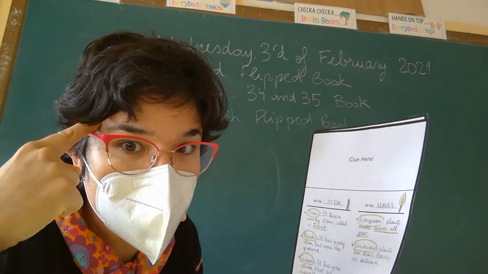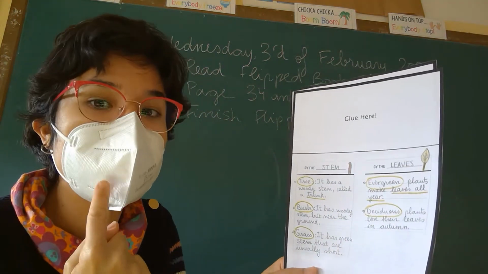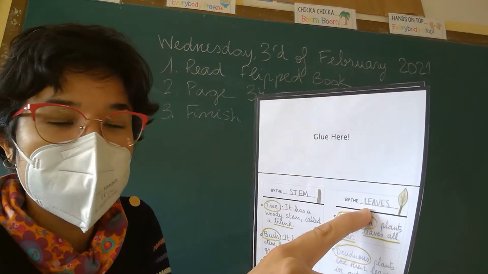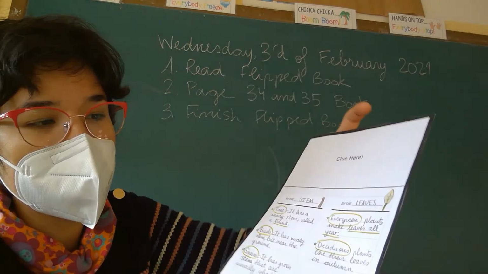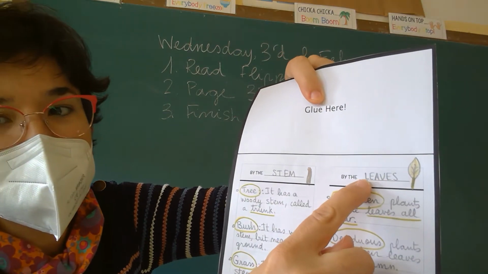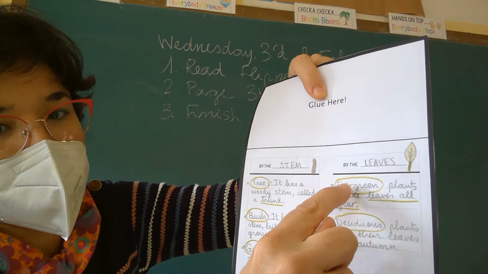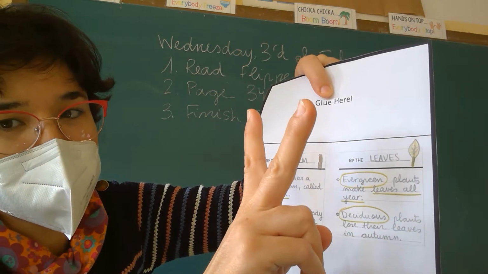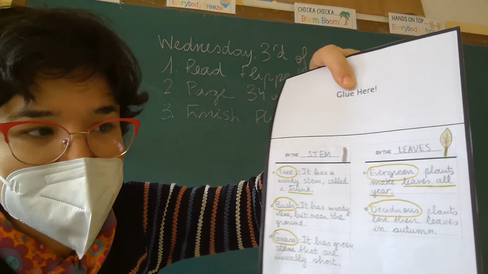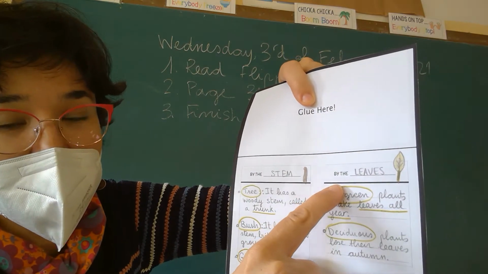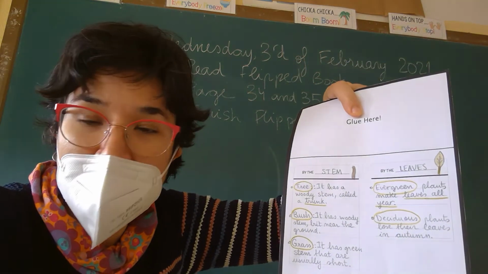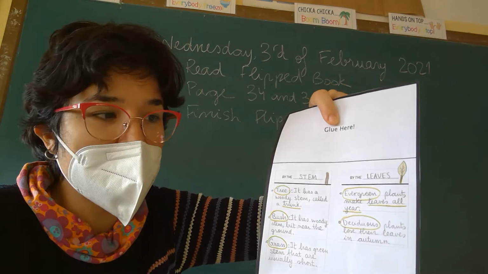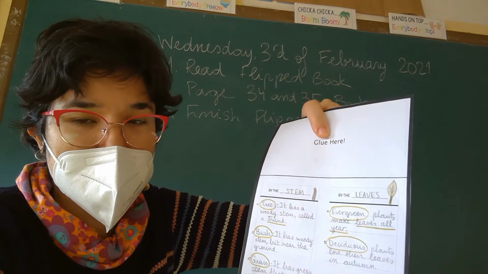You have to look to your flip book and repeat. When we classify the plants by the leaves, we have 2 kinds of trees. Evergreen, always green, and deciduous.